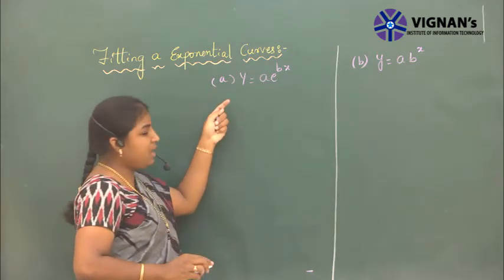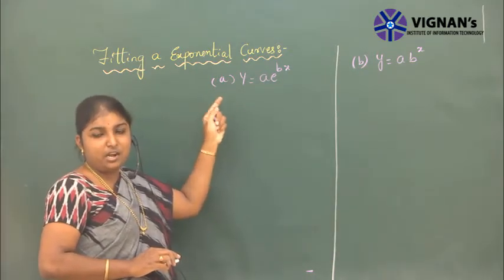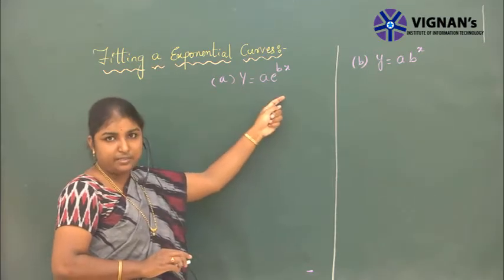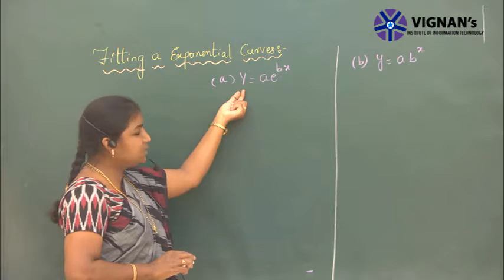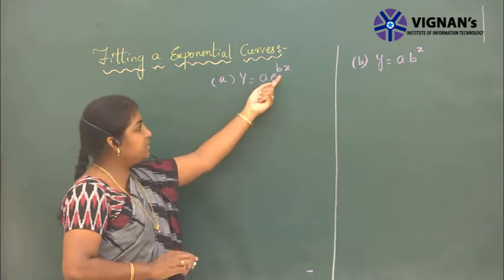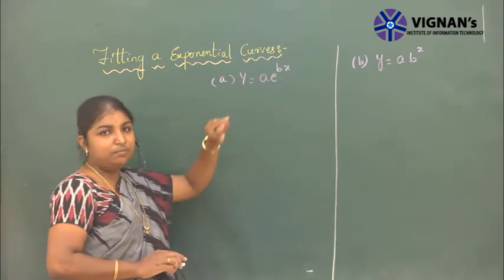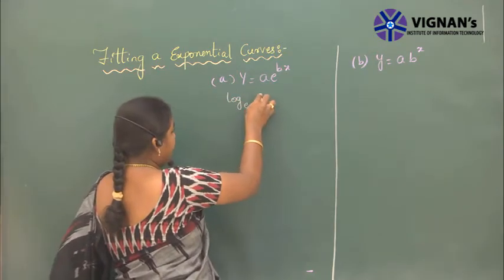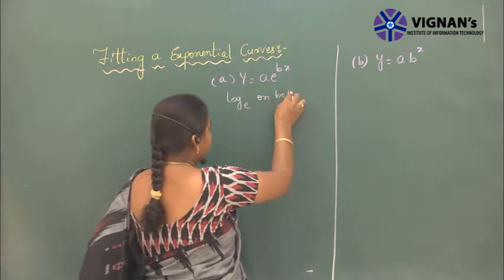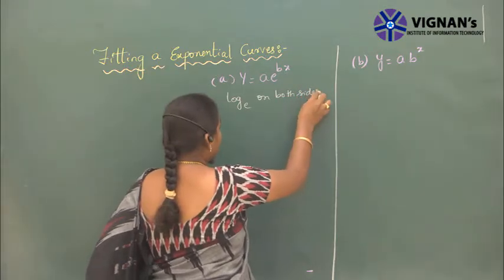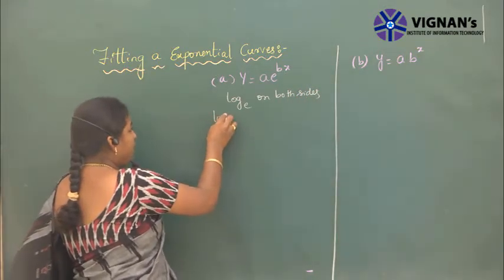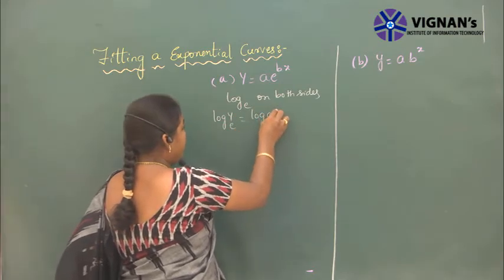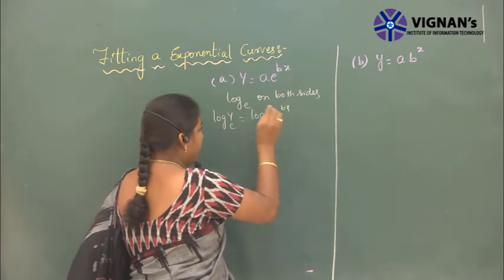If you have an exponential, we take the logarithm on both sides, left hand side and right hand side. See here, y is the dependent variable, x is the independent variable. So here we are taking log base e on both sides. Okay, so we get log y base e equal to log of a e power bx, base e.